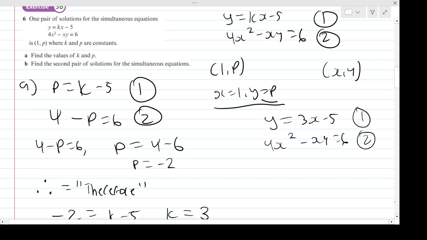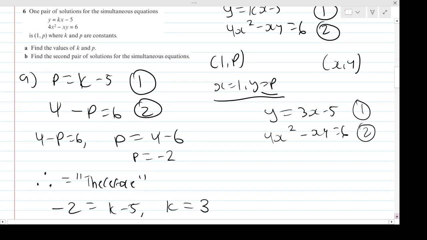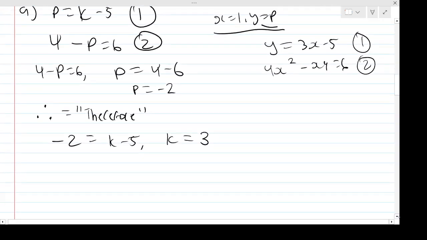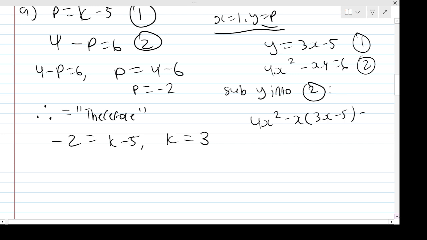Now it's asked us to find the second pair. So to find the pair of solutions, we need to solve it, right? So we can solve it again. We can substitute one equation into the other. Now they've been quite nice to us because they've already given us what y is on its own in equation 1. That's exactly what we can substitute, equation 1 as it is, into the second one. Because then I'm going to say sub y into 2, because y is this from equation 1. Then 4x squared minus xy, that's x lots of 3x minus 5 equals 6.